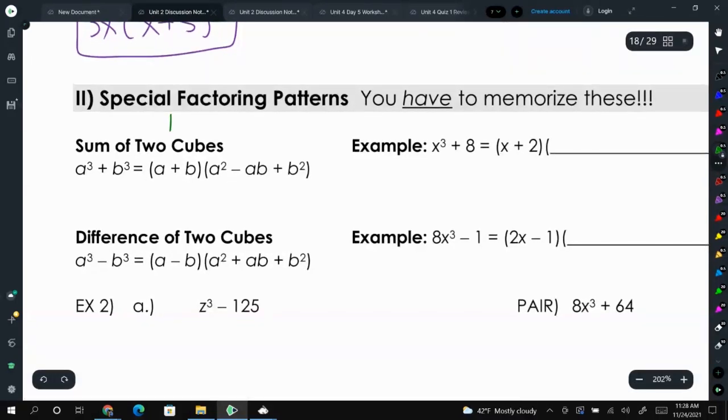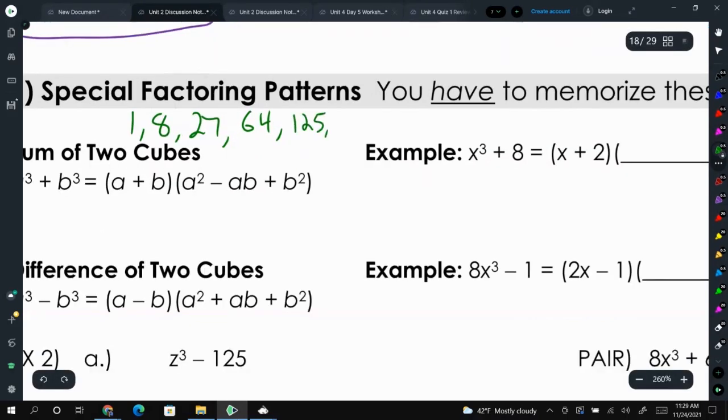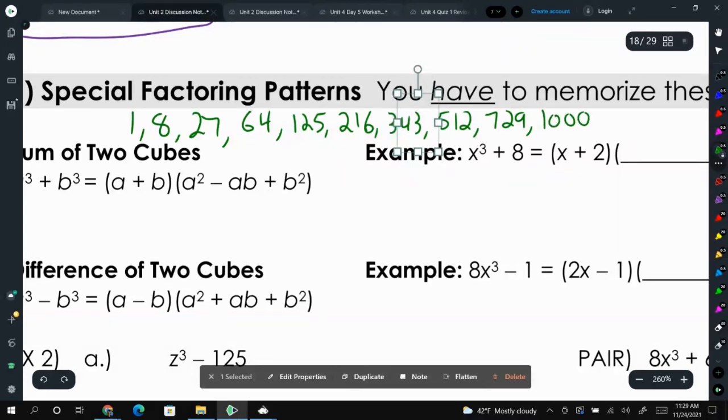So the cube root of 1 is 1. The cube root of 8 is 2. The cube root of 27 is 3. The cube root of 64 is 4. The cube root of 125 is 5. The cube root of 216 is 6. The cube root of 343 is 7. The cube root of 512 is 8. The cube root of 729 is 9. And then the last one, the cube root of 1000 is 10.